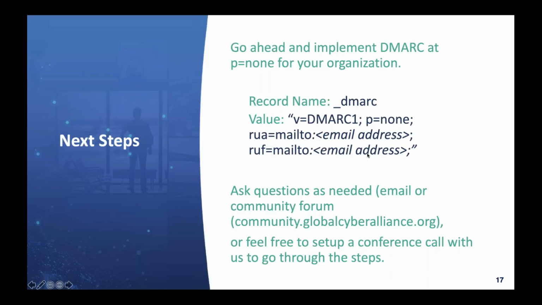So what are the next steps here? Go ahead, implement DMARC at p=none for your organization, right? Because we gave you the record name _dmarc, and we gave you the value that you need to start off with. So all you need is v=DMARC1; p=none; rua=mailto: the email address, and so on. That's all you need to get started.